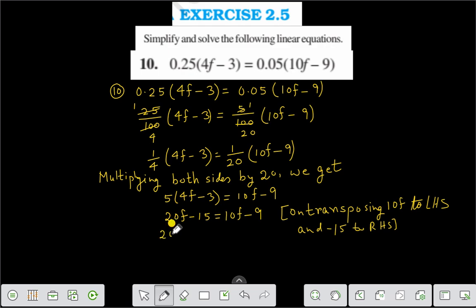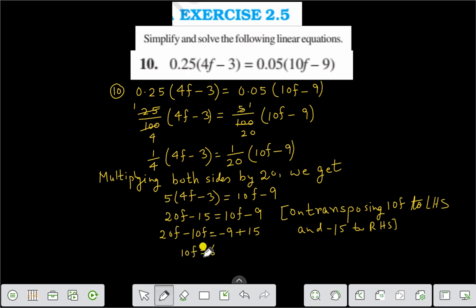20f minus 10f is equal to minus 9 plus 15. 20f minus 10f is equal to 10f, is equal to minus 9 plus 15, that is 6.